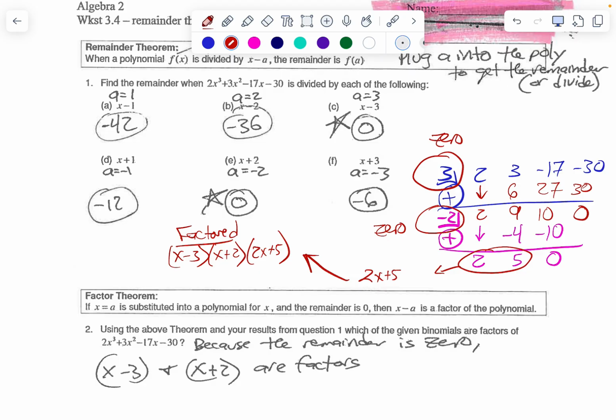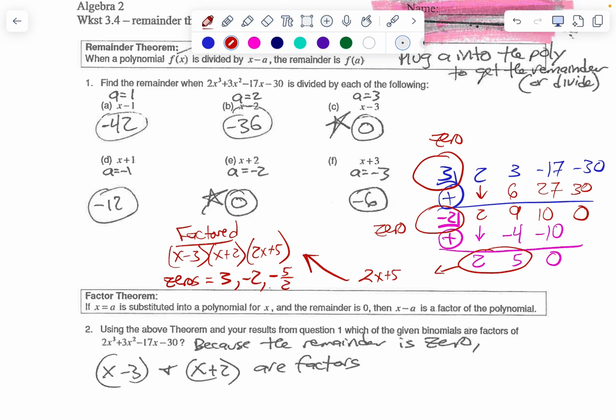We want to break it down so we can get it into the factored form so we can see our zeros. And that's all about graphing and what we call multiplicity. What are the zeros for this again? Let's just make a list. So 3, negative 2, negative 5 halves. Okay?